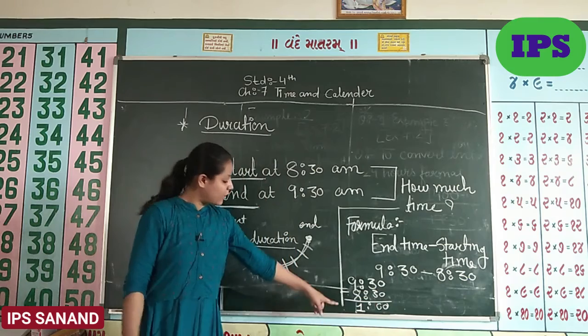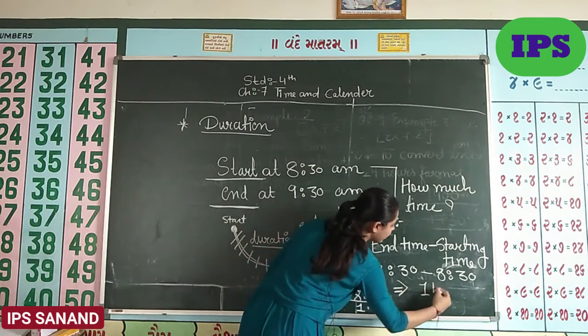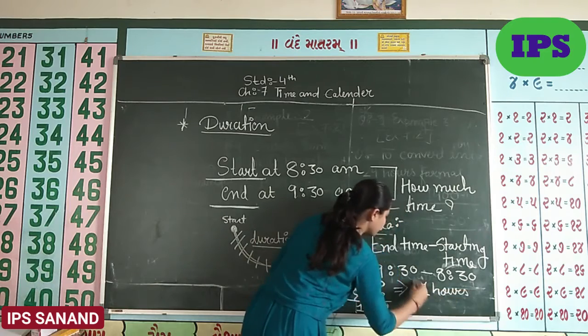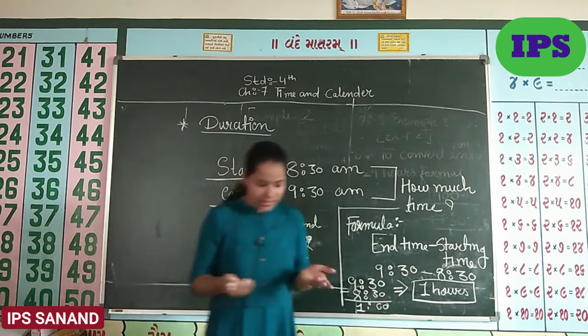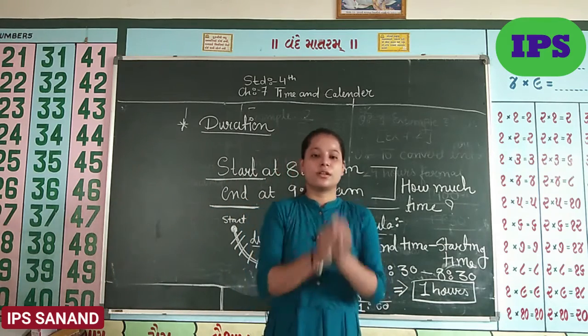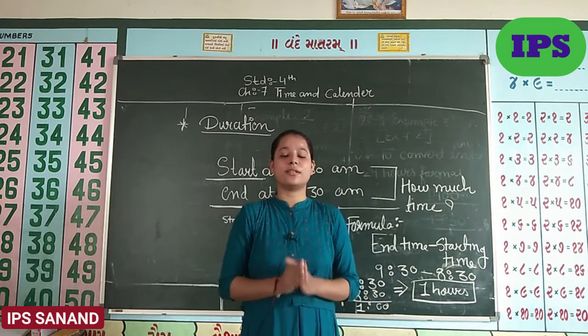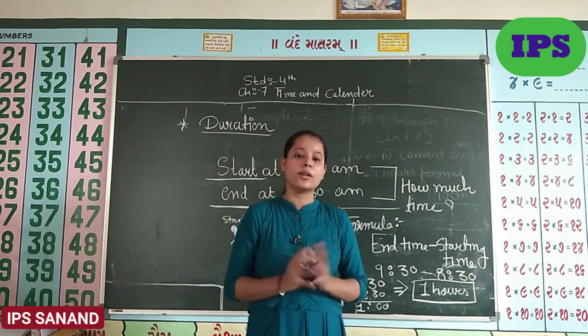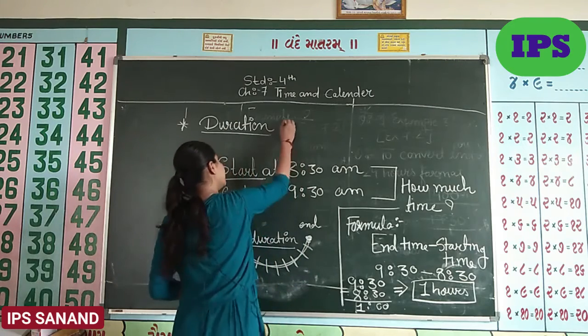So how much did you get? One hour. So the duration of our lecture was 1 hour. Okay, so what is the meaning of duration? Duration means the time we have spent or the time which has gone is called duration. Okay, I will write the definition here.